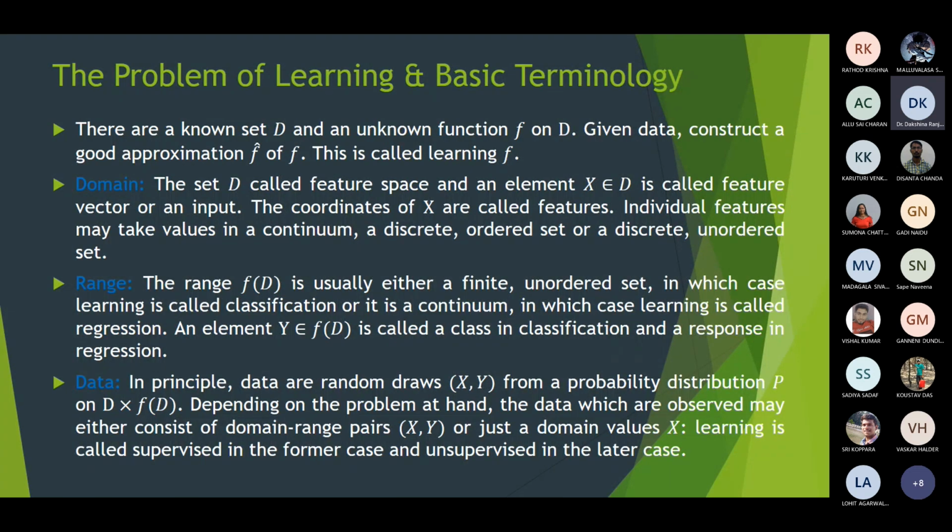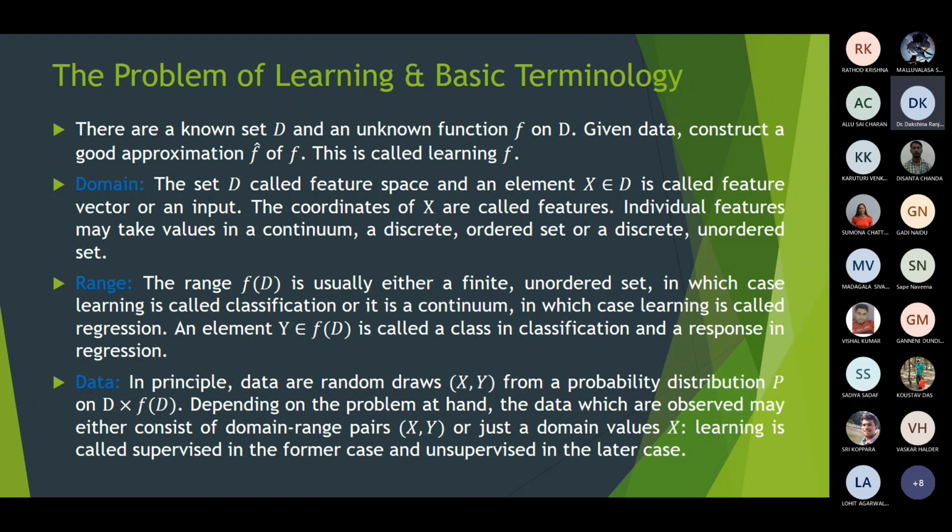Okay, the next terminology is range. Here, range f of d is usually either a finite unordered set, and when the range is found to be either a finite or unordered set, then the corresponding learning strategy will be called classification. Okay, so what is range? Range f of d is nothing but a function f defined over the feature space d.